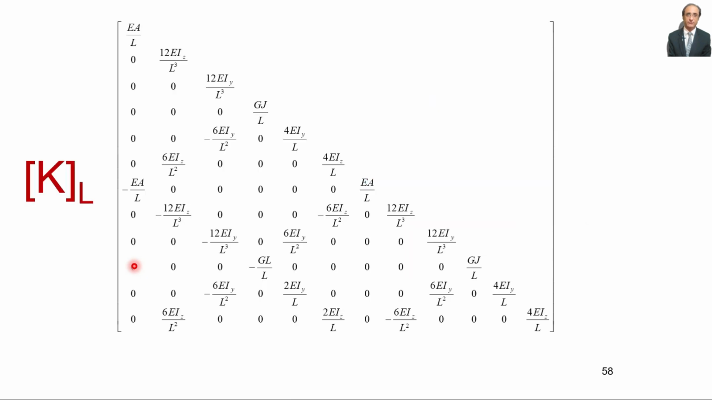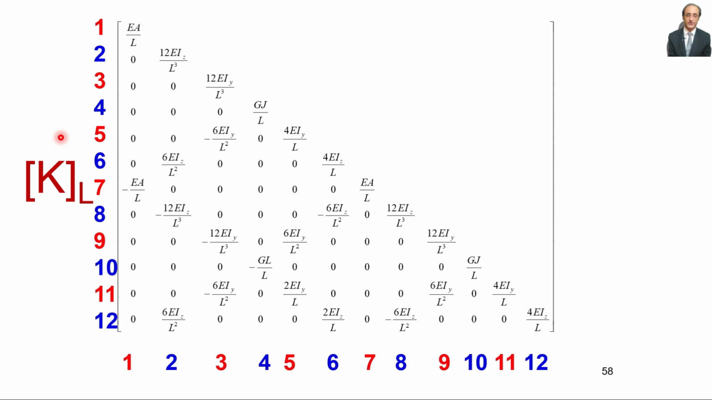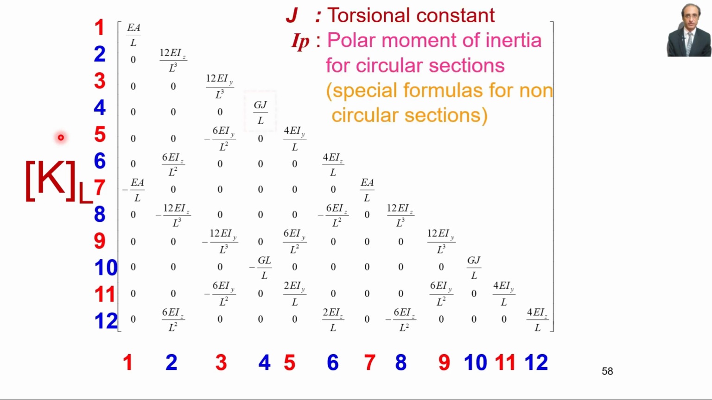Now this would be our stiffness matrix in the local coordinate system. So we see there are 12 by 12 members, and here is the torsional term GJ/L. So J is basically the torsional constant, and as a special case for circular sections, it is the polar moment of inertia. So you can derive this matrix by first principles.